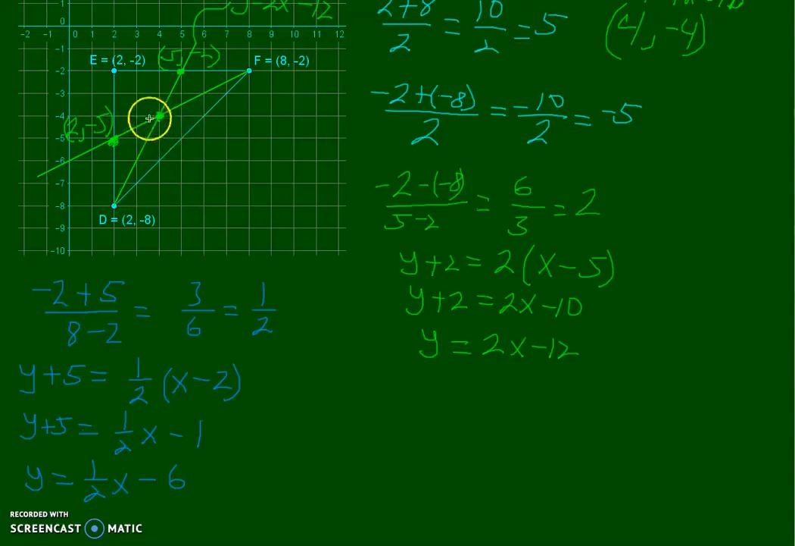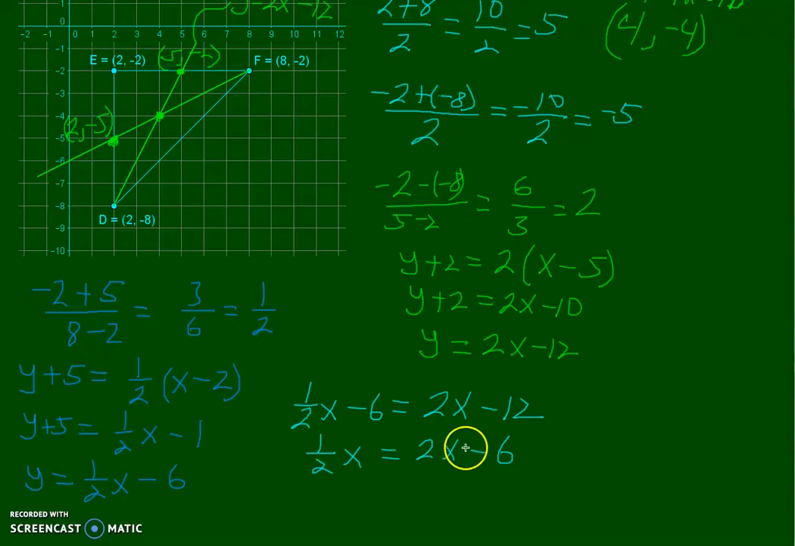At this point where they intersect, both the x's and the y's are the same value. So I can replace this expression into this y. So what we have is 1/2 x minus 6 equals 2x minus 12. I'm going to get rid of the 6's, so we have 1/2 x equals 2x minus 6. I just added 6 to both sides.